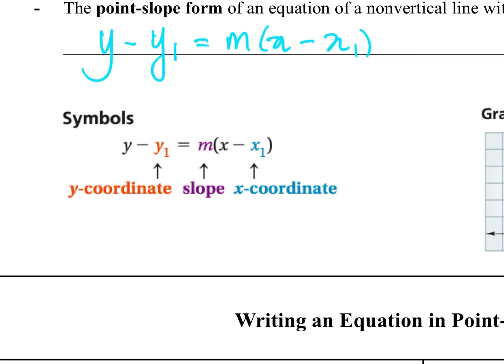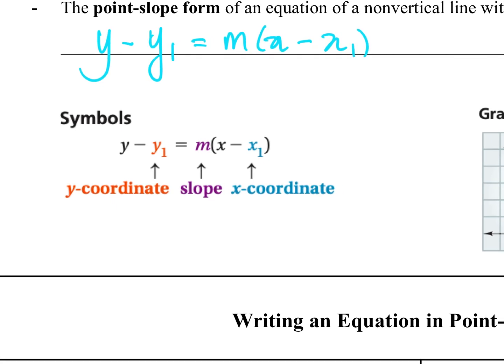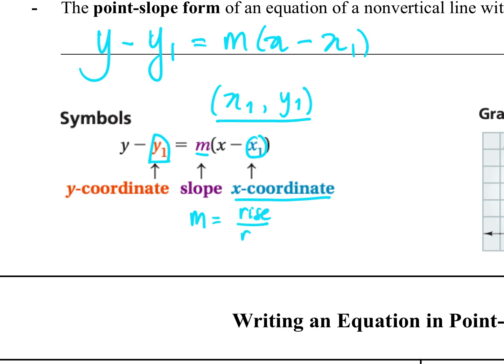So in symbols, our point is x1 and then y1. Your y1 is the y coordinate of the point that has been given, and your x1 is the x coordinate of the same point. Remember, slope is always m. Also remember that slope is the rise over the run, or the change in y over the change in x.